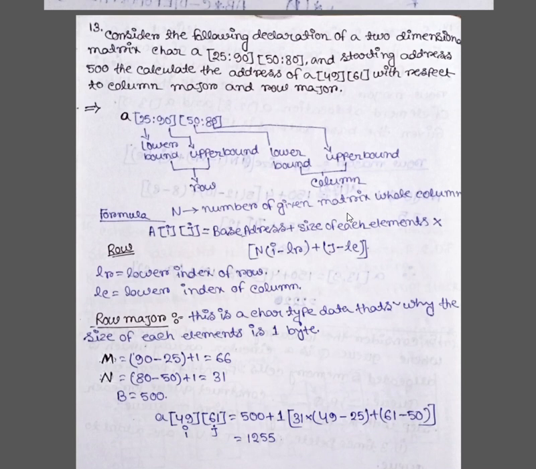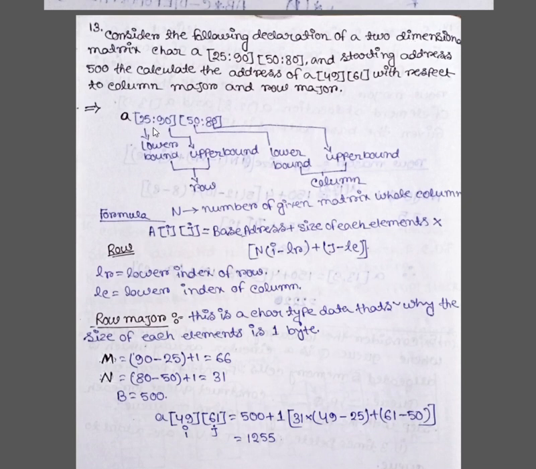Suppose this type of question has come into your exam paper: consider the following declaration of a two-dimensional matrix, character A[25..90, 50..80], and starting address 50. Calculate the address of A[49][61] with respect to column major and row major. So here this matrix is a two-dimensional matrix. It is declared here in the question.